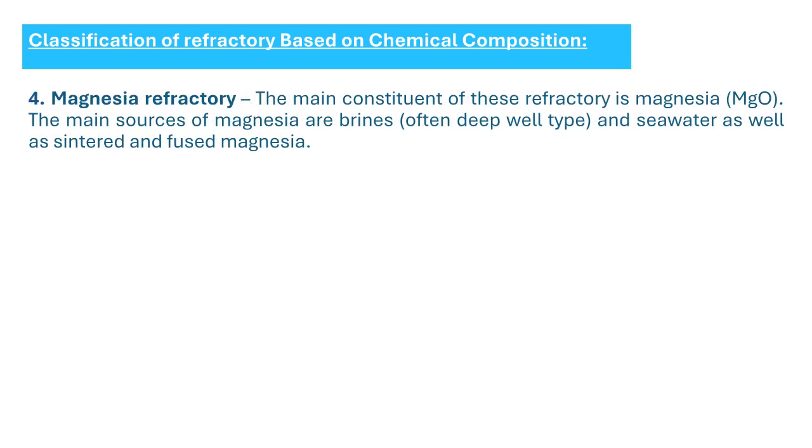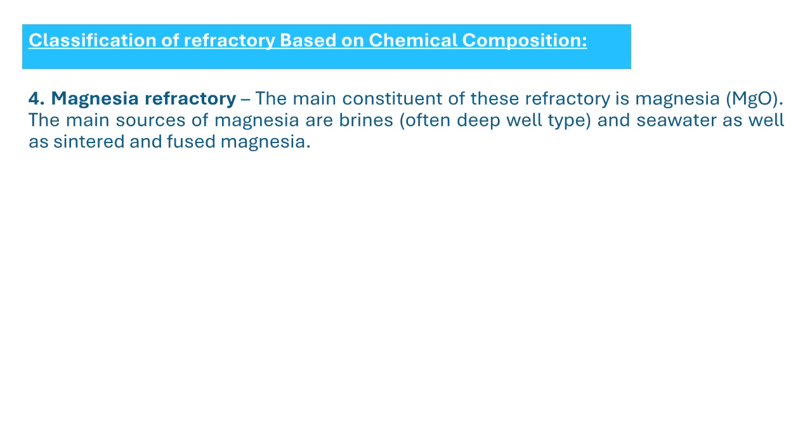Now let's look at magnesia refractories. These refractories are made primarily from magnesium oxide or MgO. Because of their chemistry, they are classified as basic refractories, meaning they perform well in alkaline environments and resist attack from basic slags. Magnesia can be sourced in several ways, from brines, saltwater solutions often drawn from deep wells, from seawater which contains significant magnesium, or from synthetic magnesia that is sintered or fused at high temperatures.